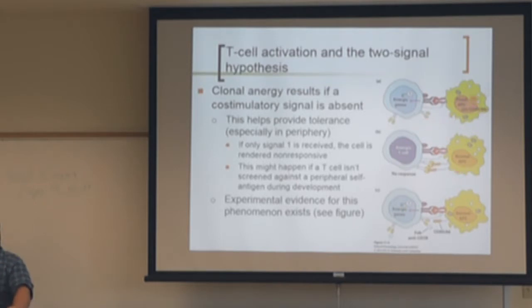They either would have APCs with no co-stimulatory molecules, and those would induce anergy, or they would block with antibodies that way. So they were able to identify, in the first one they identified with CD8.